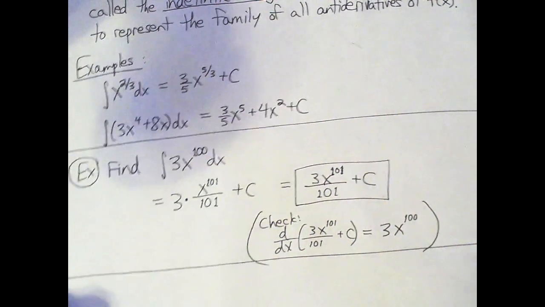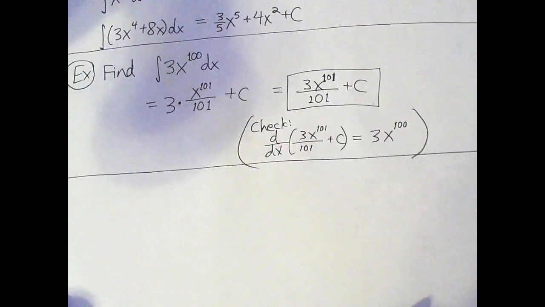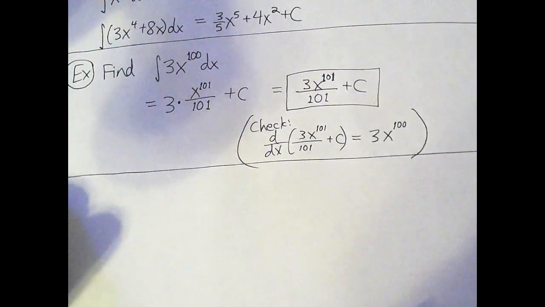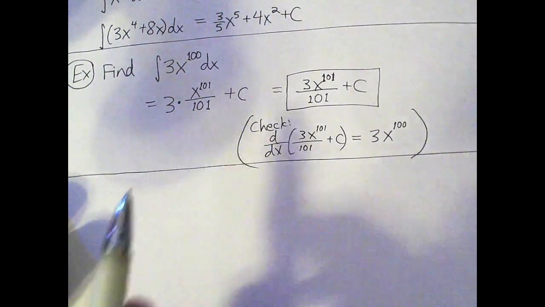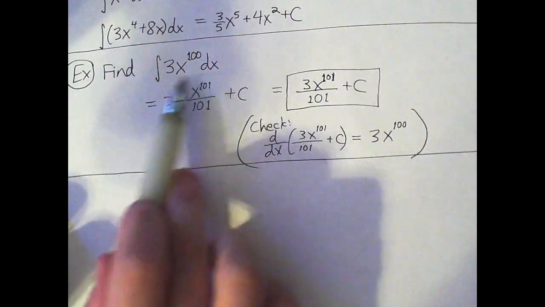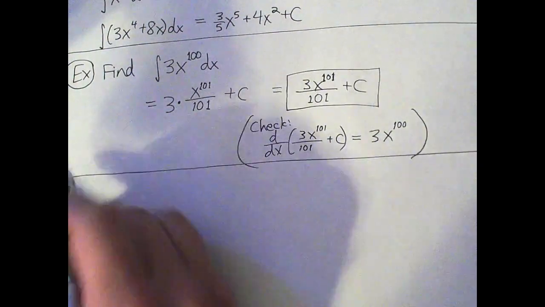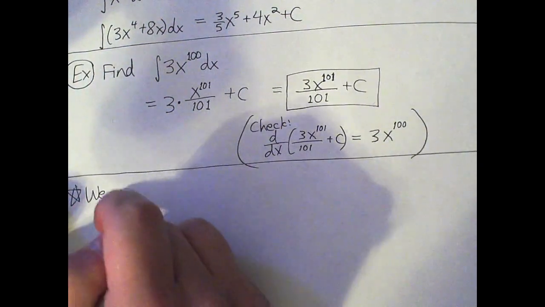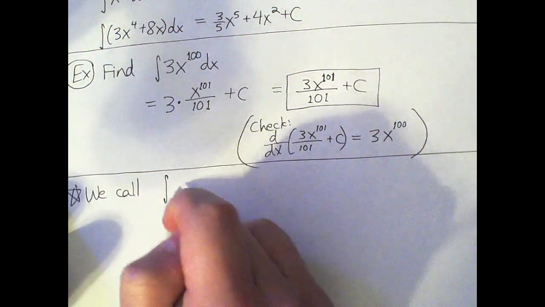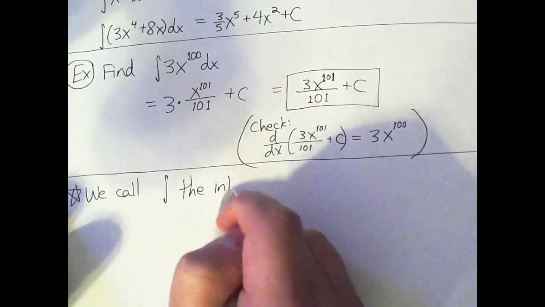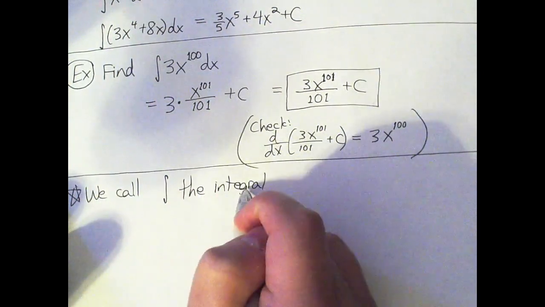So we are talking about antiderivatives. We're finding the family of all antiderivatives, also known as the most general antiderivative, also known as the indefinite integral, which is written in this way. By the way, we call this the integral symbol.